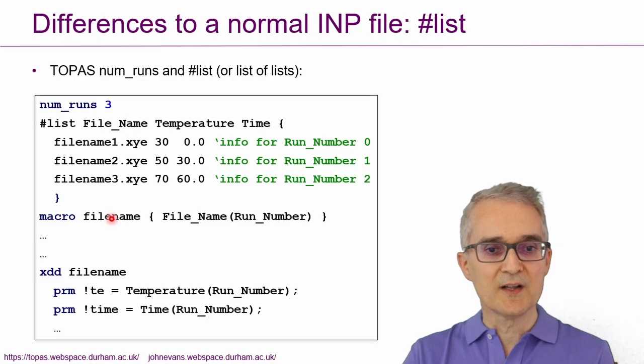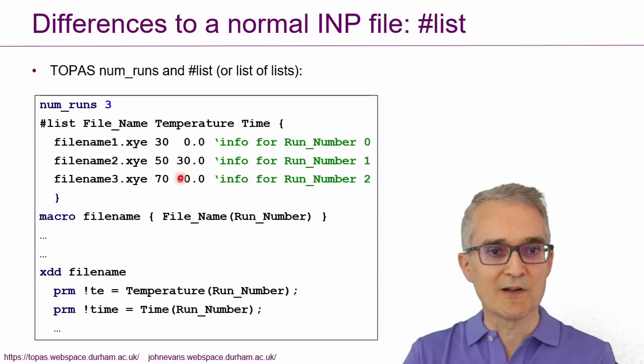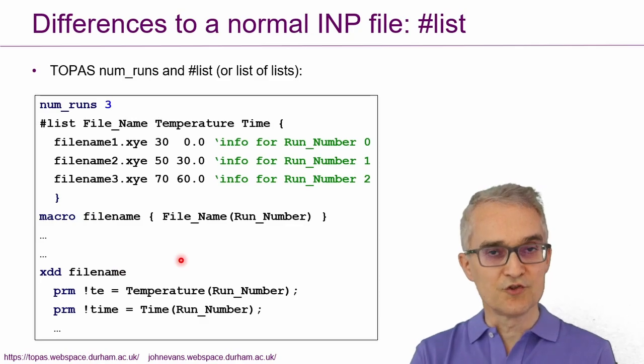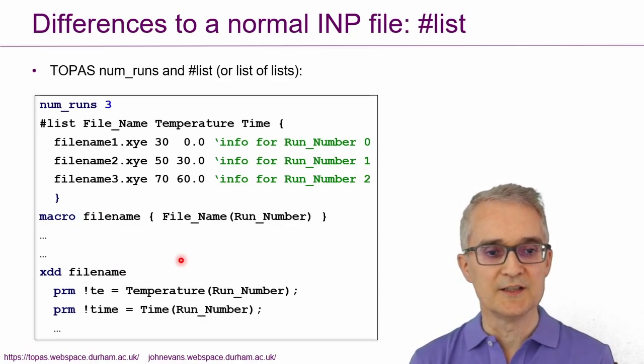And the macro file name is actually defined by the parameter file underscore name for a given run number. So in the first run, TOPAS will go up here and pull out this file name, call that the value of the macro, and then that gets written into the xtd section. So it will change the file name that it's analyzing each time it steps through the list.